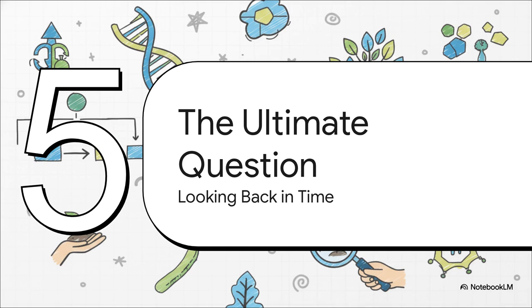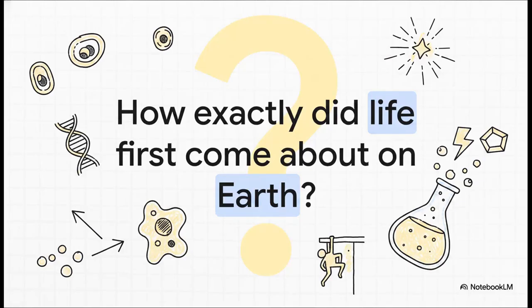Section 5. The ultimate question, looking back in time. We know what life is made of. We know the disciplines required to understand it. And we know that cells evolved over billions of years. But man, that leaves one massive, glaring mystery. How exactly did life first come about on Earth? How did a bunch of non-living molecules somehow cross that magical threshold to become a living, responding, reproducing cell?